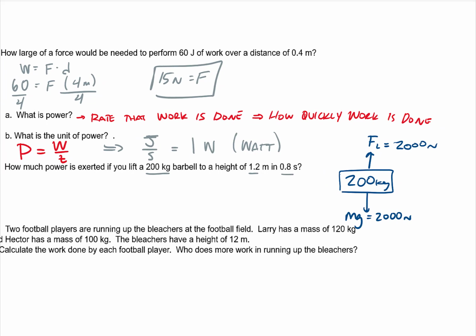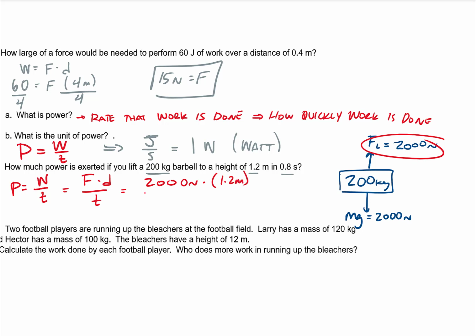So, if I want power, I need work over time. Work is force times distance over time. My lifting force is 2,000 newtons, so 2,000 newtons times the distance of 1.2 meters in 0.8 seconds. So that power, when you multiply everything out, comes out to be 3,000 watts.